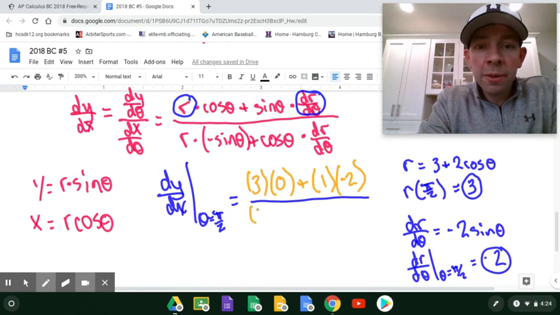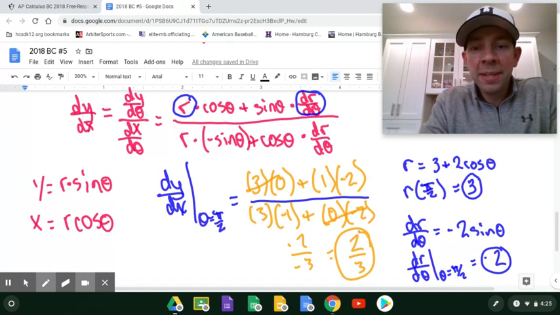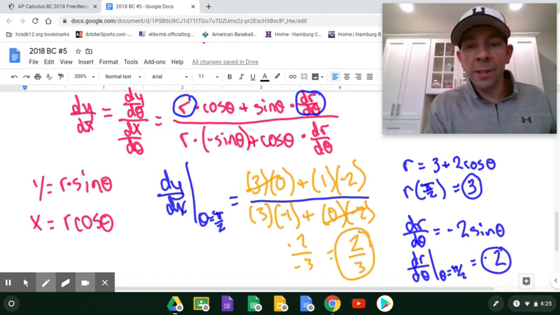Let's see. We got ourselves a 3. We got ourselves a negative 1. Cosine is going to be 0. dr d theta is going to be negative 2. So we wipe that out. Negative 2 divided by negative 3 is going to make a positive 2/3. Thank goodness our answer was positive. As our drawing earlier indicated, we were hoping and expecting a positive answer.